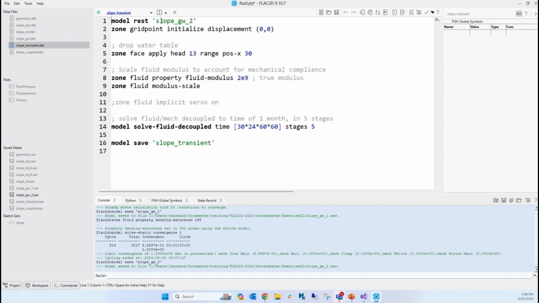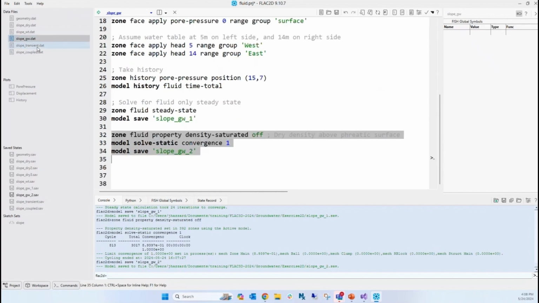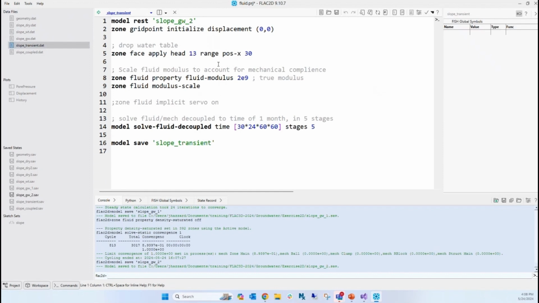Let's start with the model that we just solved, and let's pretend we're going to drop the water table by 1 meter. So let's reset the displacements. We'll drop the water table by specifying a head of 13 on the right-hand side. Now we're doing a transient analysis, so the fluid bulk modulus is important.